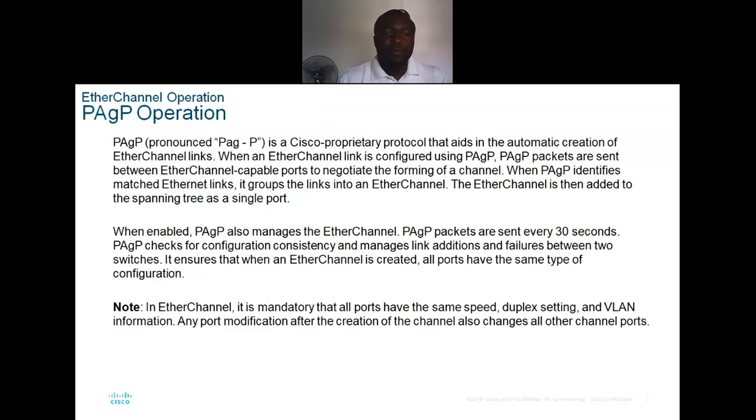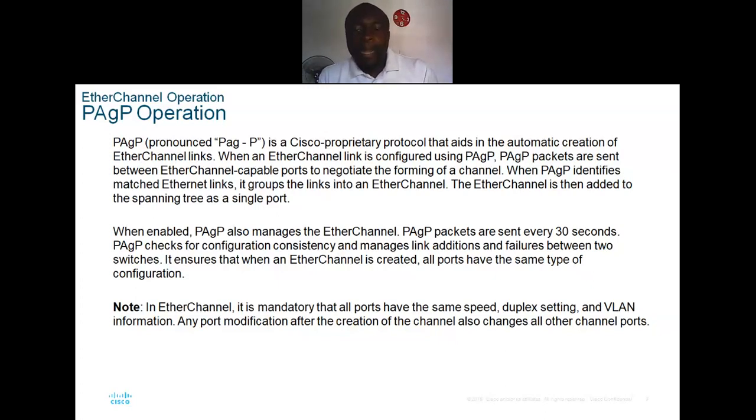PAgP is a Cisco proprietary protocol that aids in the automatic creation of EtherChannel links. When an EtherChannel link is configured using PAgP, PAgP packets are sent between EtherChannel compatible ports to negotiate the forming of the channel. When PAgP identifies matched Ethernet links, it groups the links into an EtherChannel. The EtherChannel is then added to the spanning tree as a single port. When enabled, PAgP also manages the EtherChannel.